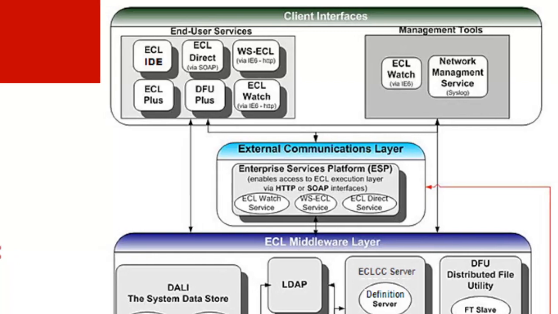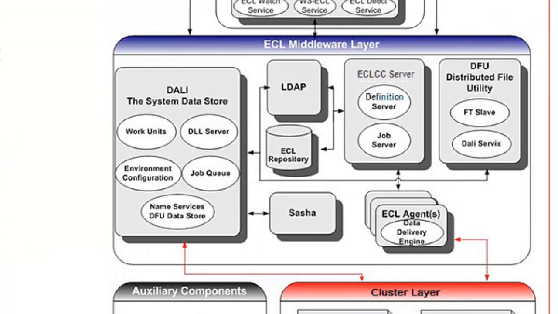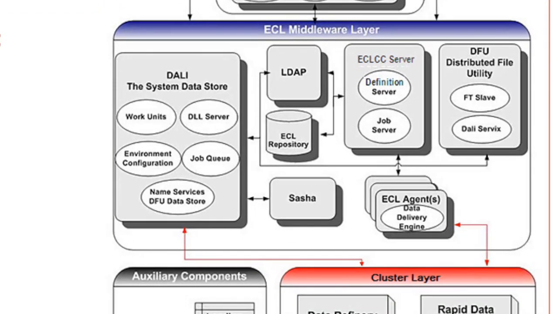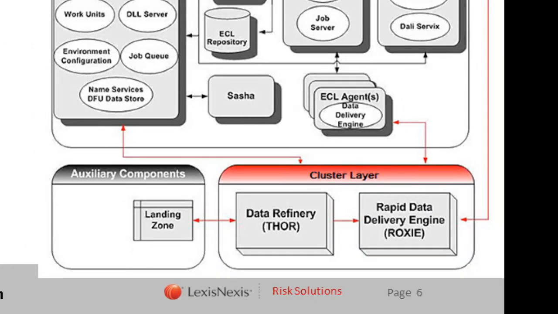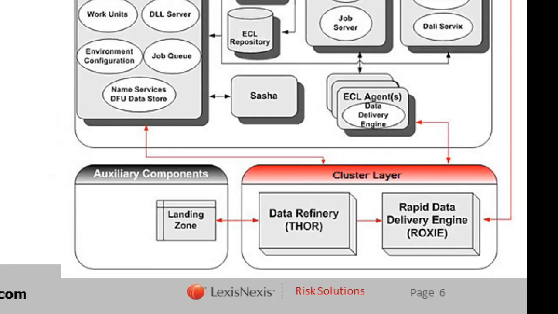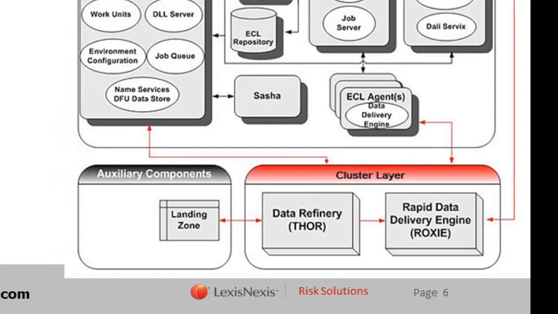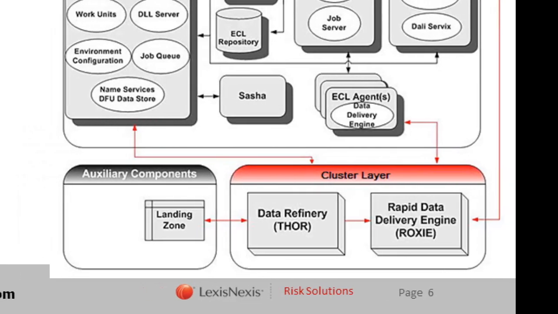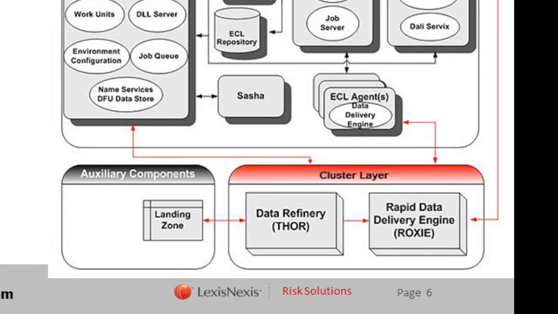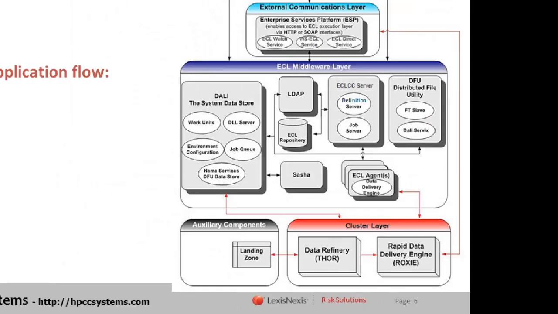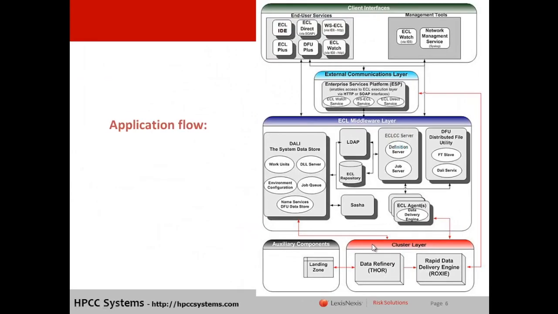And then through an external communication layer called ESP, here's the components of the internal cluster, which we're going to examine in detail in upcoming lessons. And finally, our two data storage clusters, which are Thor and ROXY appropriately. And also notice that all data from the outside world lands on Thor. Nothing gets sprayed directly to ROXY, as ROXY is designed to be read-only. A lot more on this in upcoming lessons. Just wanted to give you an overview of the application flow of an HPCC cluster.